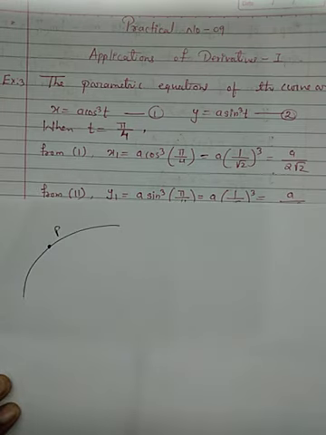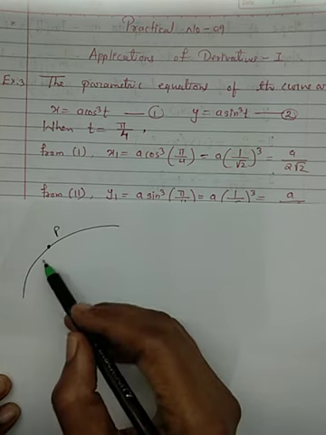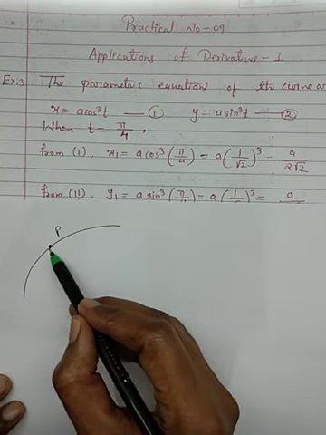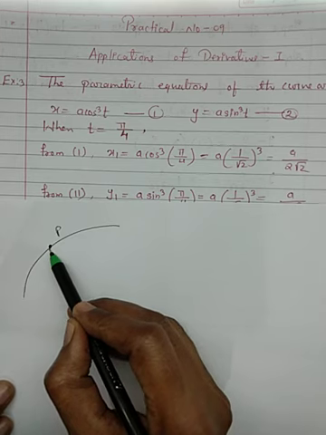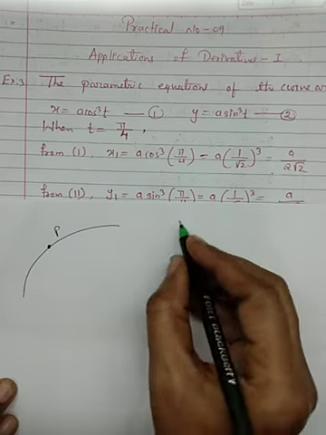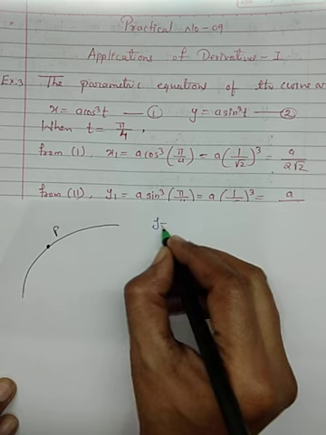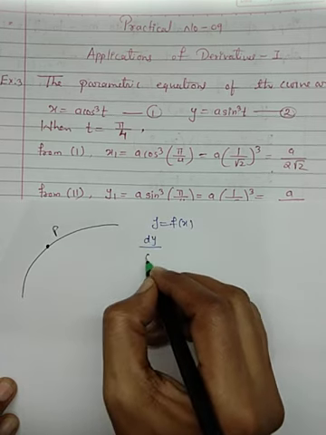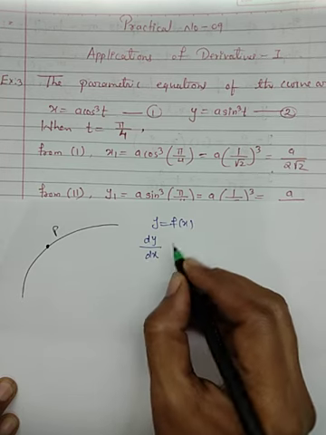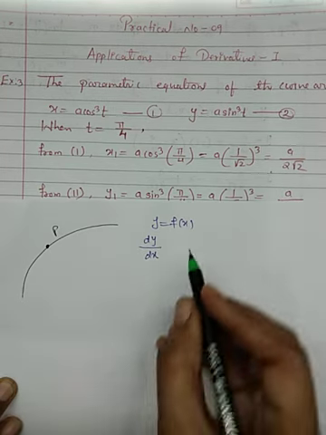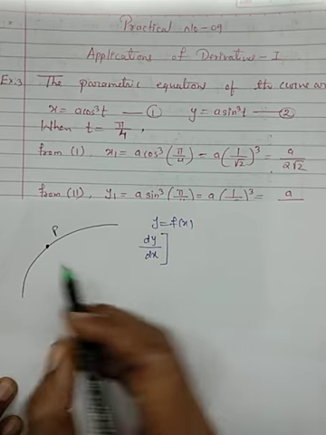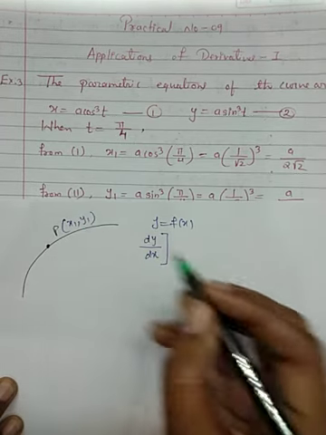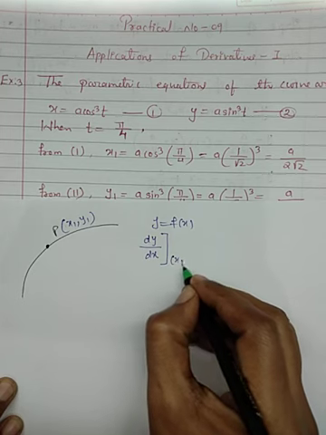First we find the slope of the tangent at point P. You remember? To find the slope of the tangent, if you are given an equation y equal to f of x, what do we do? We find its derivative, that is dy by dx, and then after finding dy by dx we find the value of this dy by dx at this point. Suppose the coordinate of the point is x1 comma y1, then we will find dy by dx at x1 comma y1.